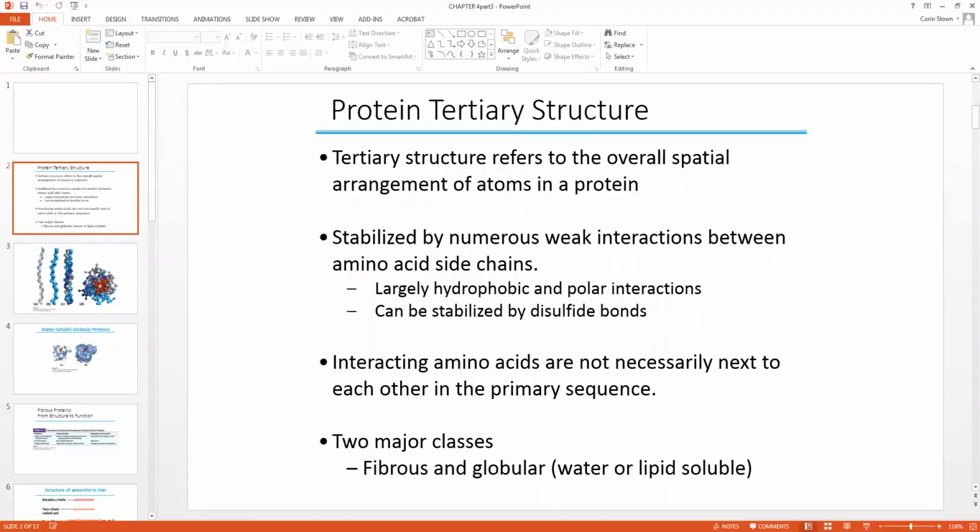And these can be stabilized by numerous weak interactions between amino acid side chains, so hydrophobicity and polar interactions, and they can also be stabilized by disulfide bonds. It's important to recognize here that these interacting amino acids are not necessarily right next to each other in the primary sequence. So we're going to be exploring fibrous and globular, or water or lipid soluble.